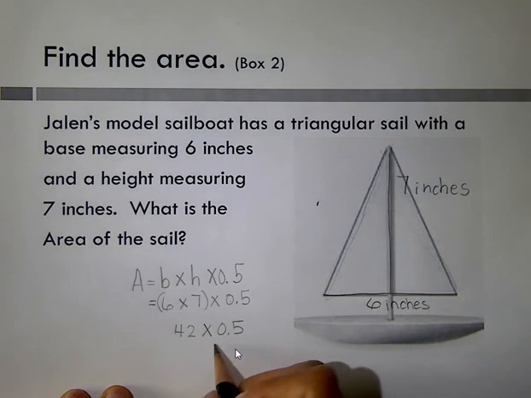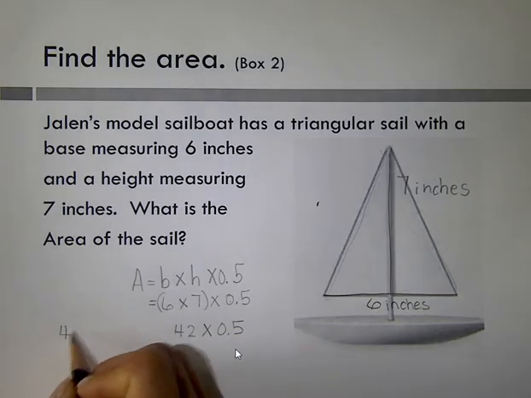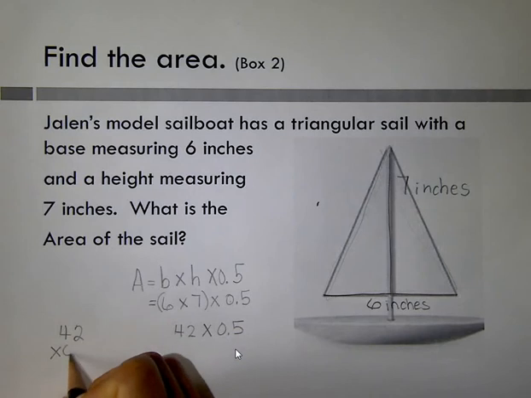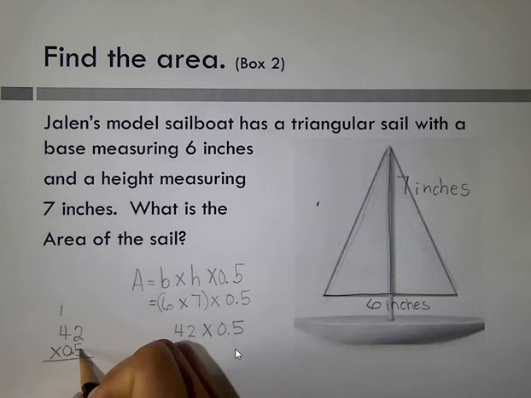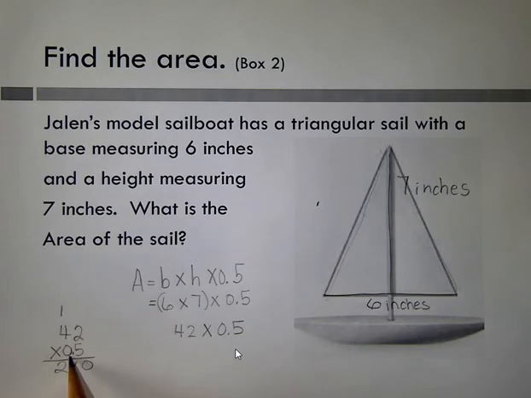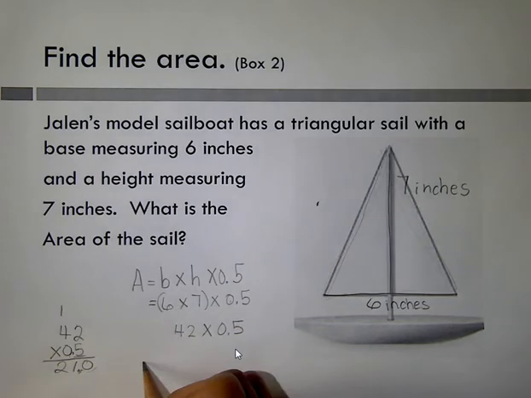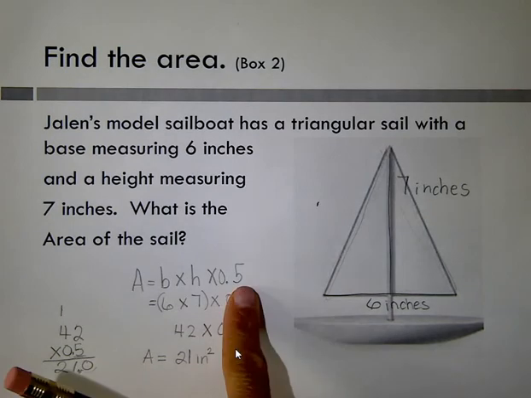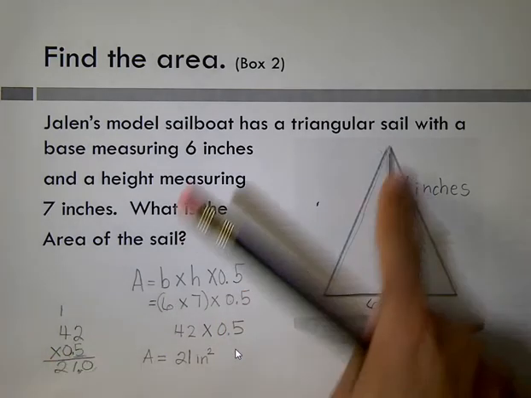So let's see if I do my work over here. 42 times 0.5. 5 times 2 is 10. And 5 times 4 is 20, plus 1 is 21. And I don't need to multiply using the 0 because it has no value. So I know that this number has 1 decimal place. So I'm going to move over 1 decimal place. So the area of the sail is equal to 21 inches squared. And that's how you use the formula for area of a triangle to find the area.